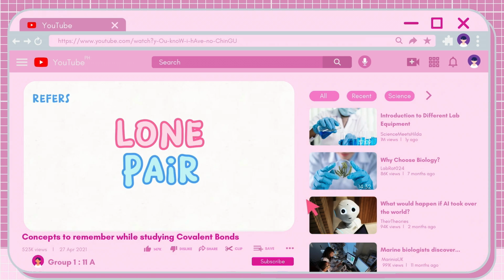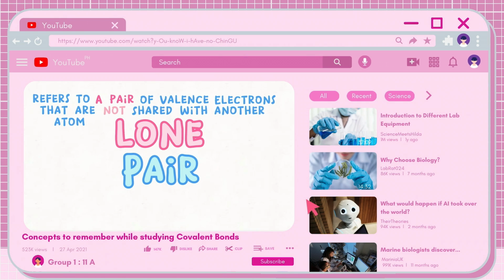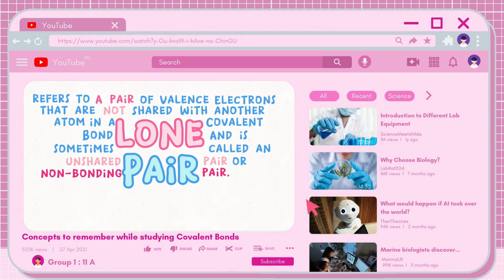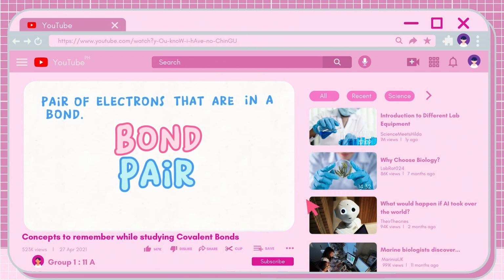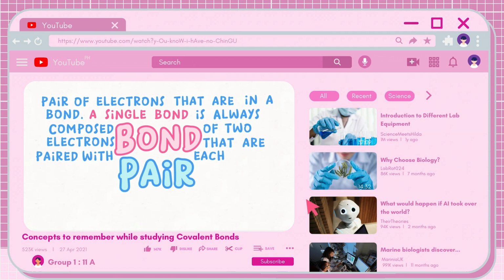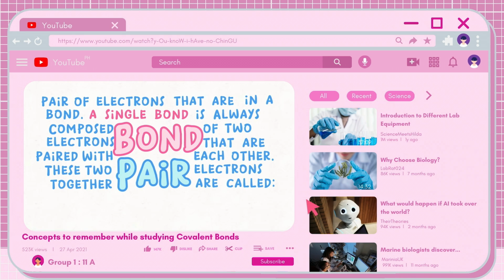A lone pair refers to a pair of valence electrons that are not shared with another atom in a covalent bond and is sometimes called an unshared pair or non-bonding pair. Lone pairs are found in the outermost electron shell of atoms. Meanwhile, a bond pair is a pair of electrons that are in a bond. A single bond is always composed of two electrons that are paired with each other. These two electrons together are called the bond pair. Bond pairs can be seen in covalent compounds and coordination compounds.